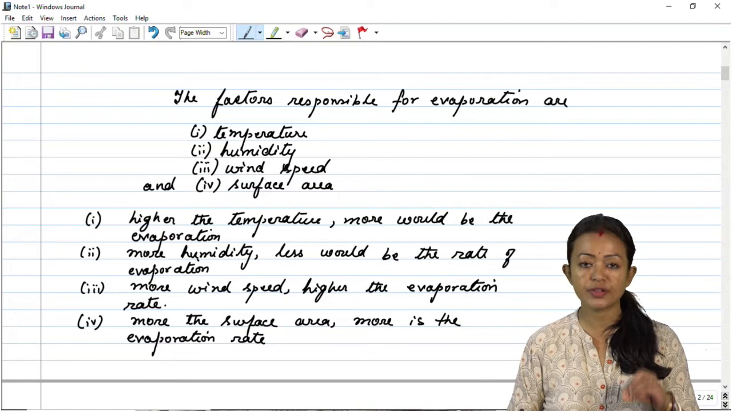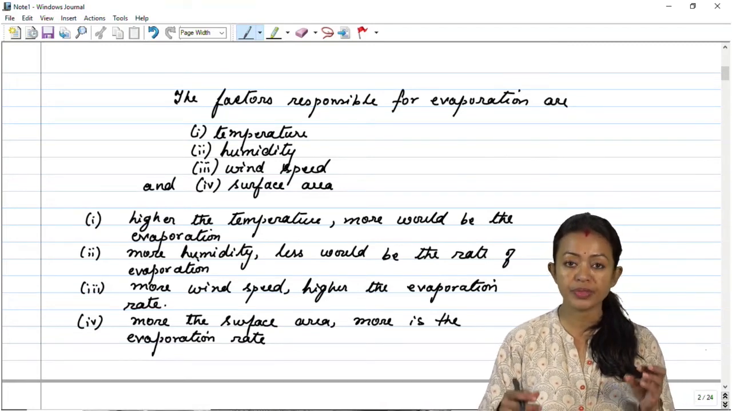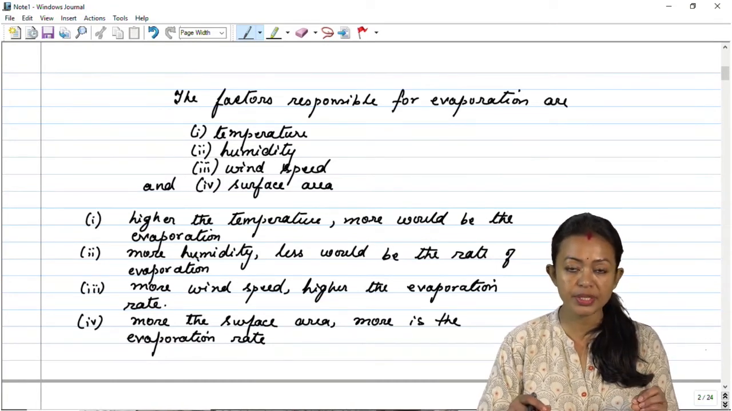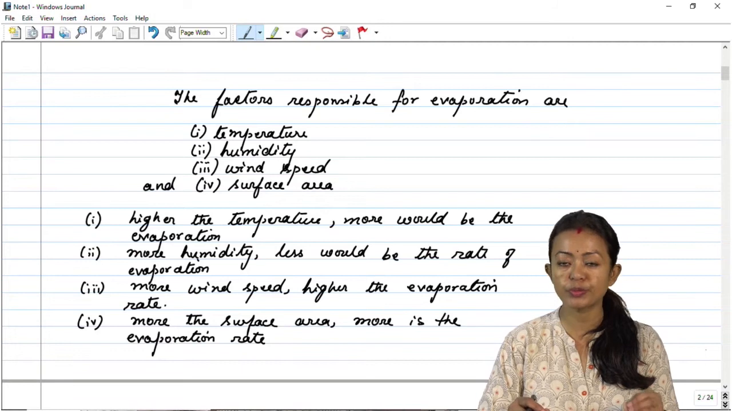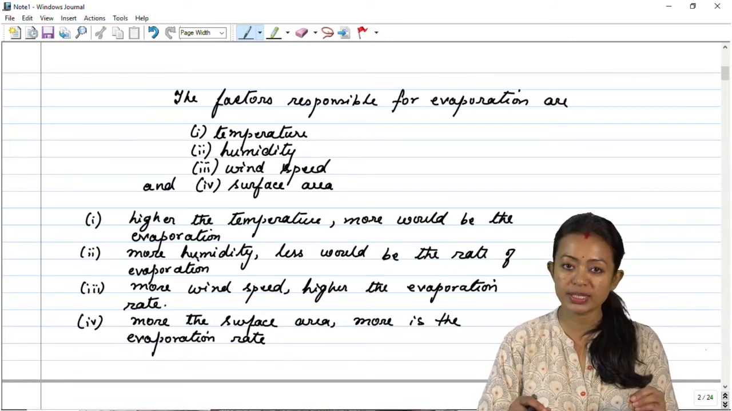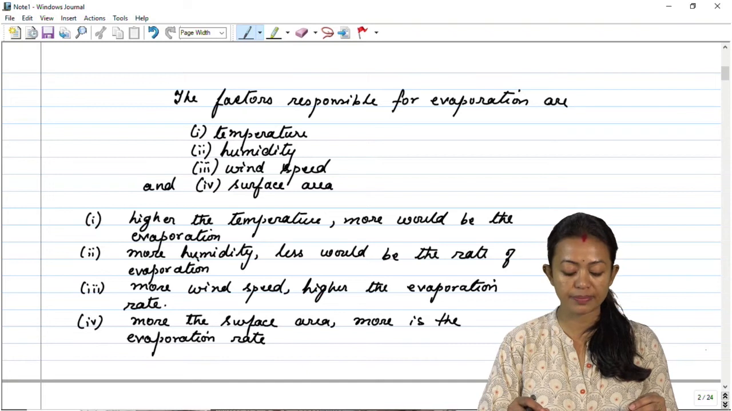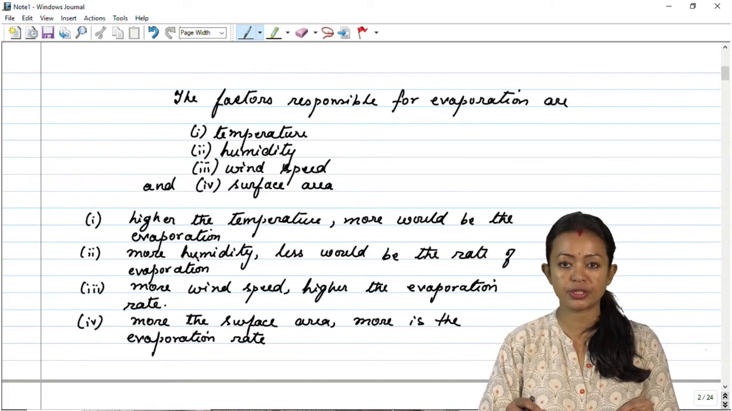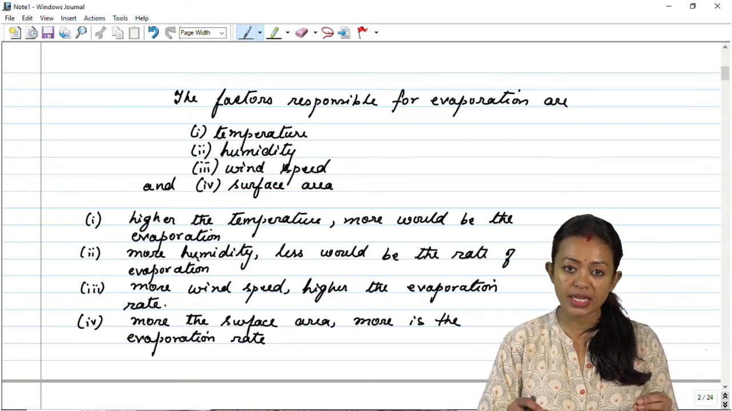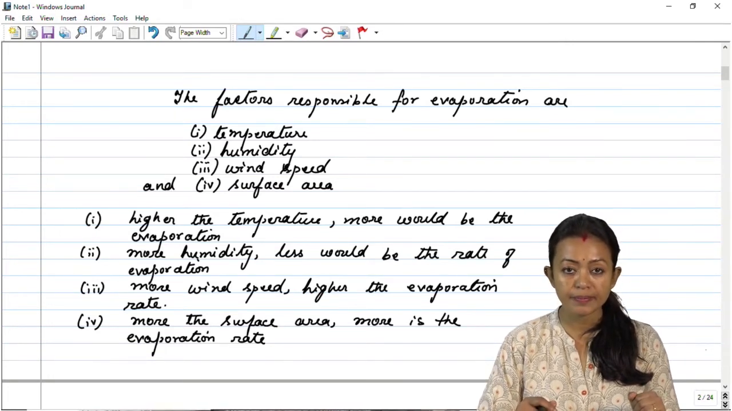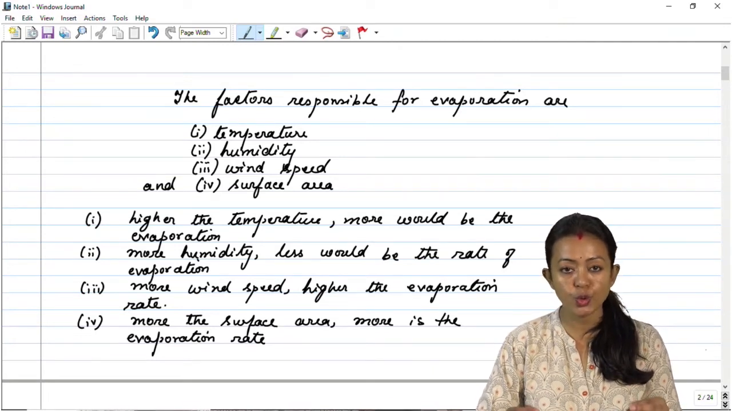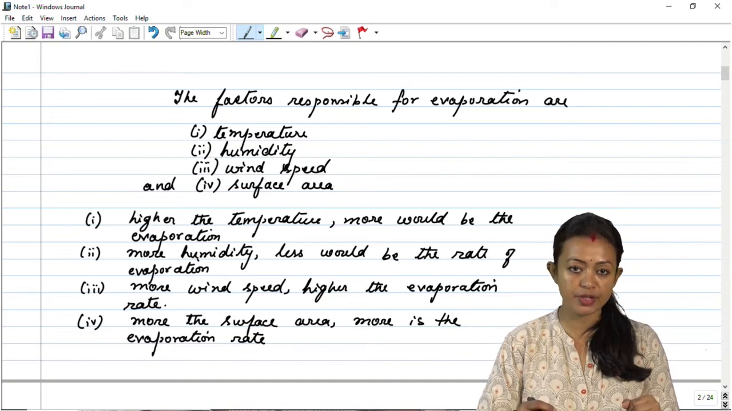So to sum up, the different factors responsible for evaporation are temperature, humidity, wind speed, and surface area. How does temperature influence? The higher the temperature, the more would be the rate of evaporation. Similarly, the lower the temperature, the less would be the rate of evaporation. Next, humidity. The higher the level of humidity, the less would be the rate of evaporation. Whereas, the less the humidity, the more would be the rate of evaporation. Third, wind speed. The higher the wind speed, the more would be the rate of evaporation. The lower the wind speed, the less would be the rate of evaporation.